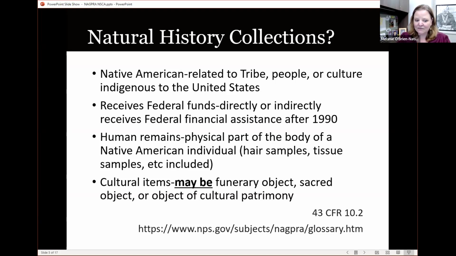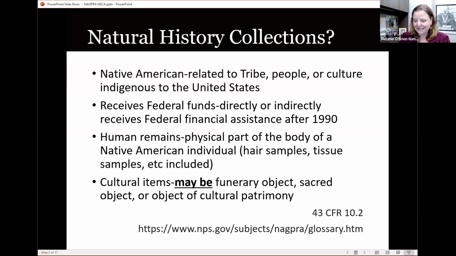So what I've put here are some of the definitions that are helpful in understanding when NAGPRA applies. Native American, again, is a broadly defined term that means related to a tribe, people, or culture indigenous to the United States. So we may have some assumptions about what Native American means, but there is a definition under NAGPRA for what that means. If you have questions about whether your institution receives federal funds for purposes of NAGPRA, again, it's a broad definition of federal funds, and it can be either direct or indirect receipt of federal financial assistance after the passage of NAGPRA.